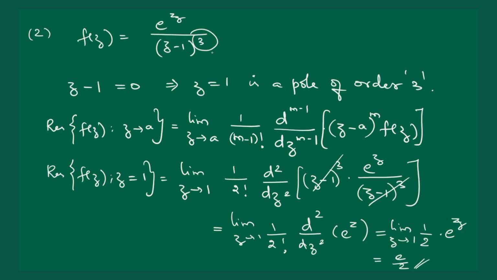So here, first we have to check the problem or the function given. They ask you to calculate the residue. First we have to identify the poles. If it is a simple pole, we have to use the first formula, and if it is a pole of order m, we have to use the second formula.